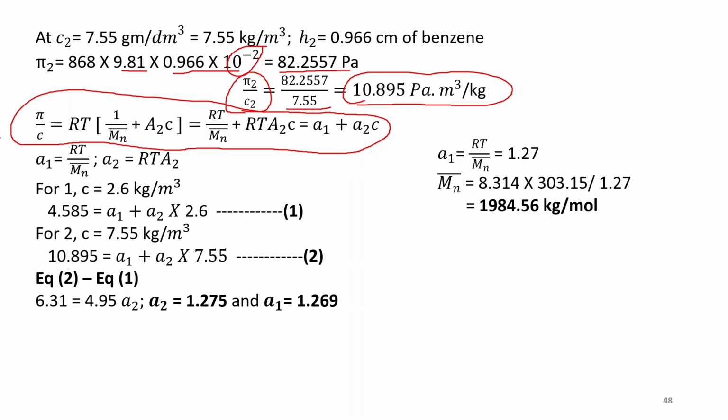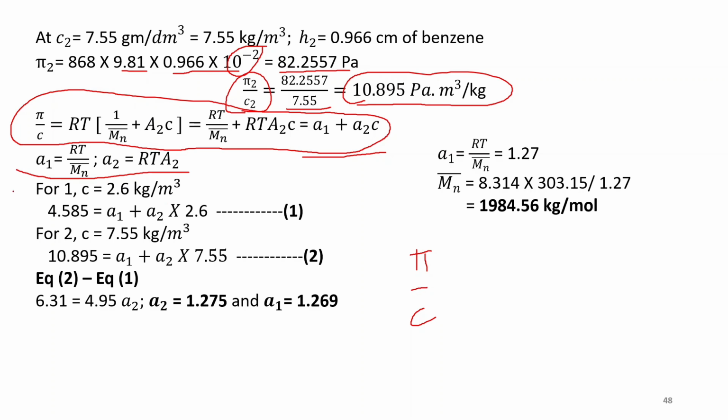So in this equation, we can equate it equal to A1 plus A2C. So pi by C is equal to A1 plus A2C, right? A1 here is RT by Mn bar, and A2 is RT into A2, which is the second virial coefficient, right?